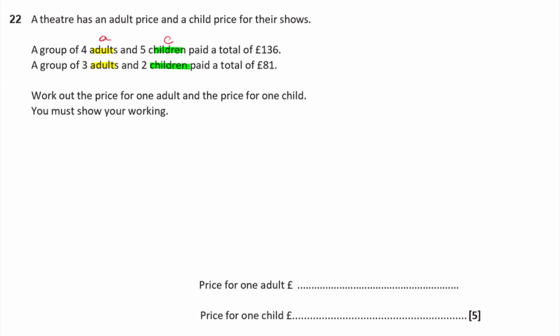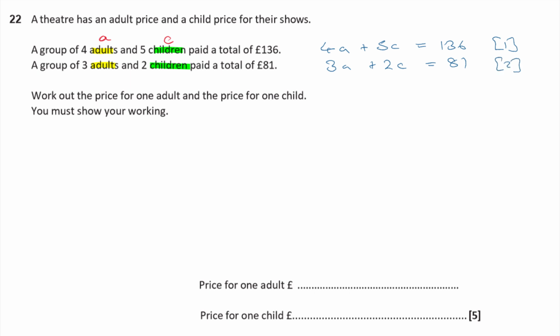Okay, and then I'm going to rewrite this as an equation then. So a group of 4 adults and 5 children paid a total of £136. So 4A plus 5C equals 136. Okay, so that's my first equation. Now my second equation, 3 adults and 2 children pay a total of £81. 3A plus 2C equals 81. So that is my second equation.